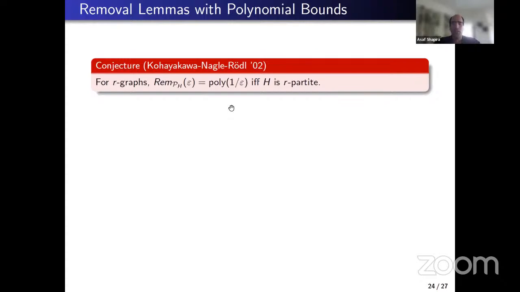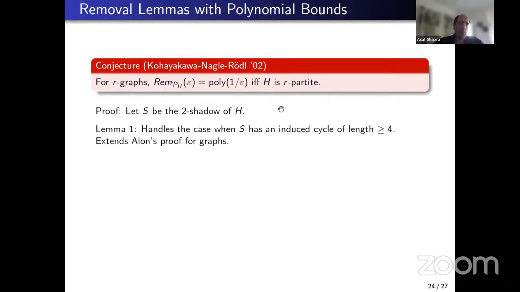So again, H is an r-graph. Every edge is of size r. And we define S, which is a graph, to be the two-shadow of H. Its vertex set is the same vertex set as H, and uv is an edge in S if u and v belong to one of the edges of H.